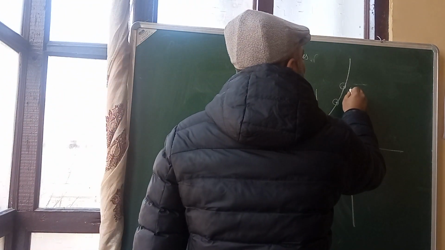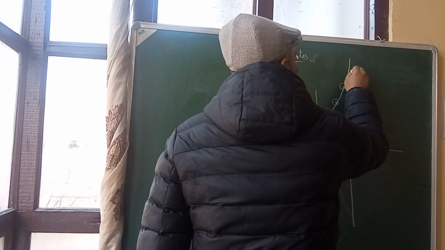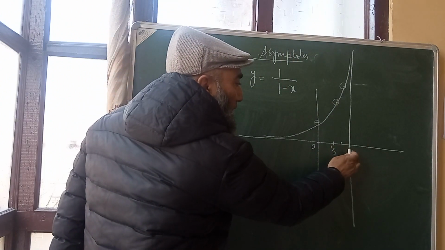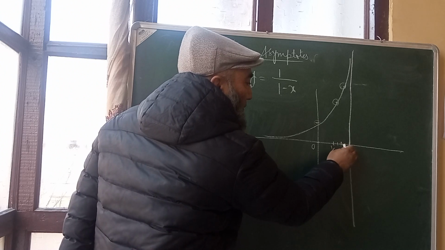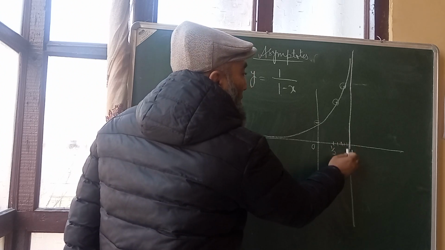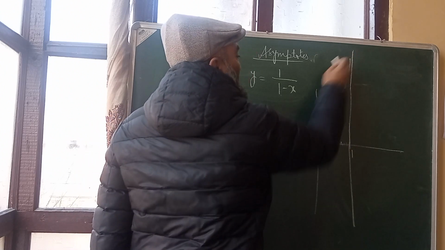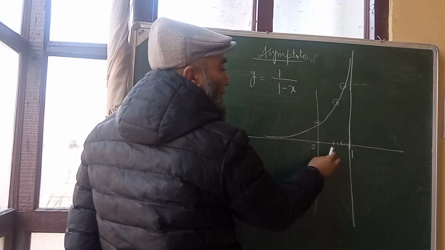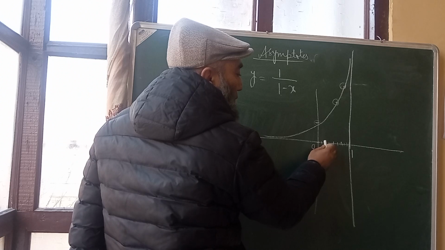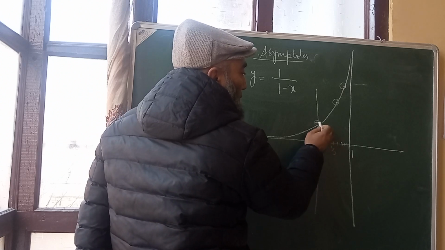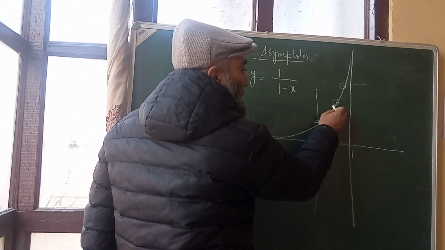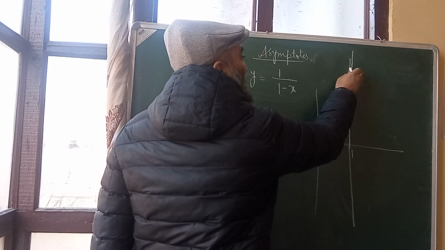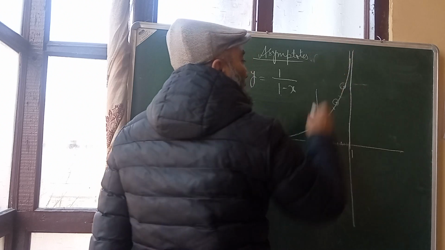And you see, this line may touch this curve somewhere at infinity. When we reach towards x equal to 1, y will go towards infinity. Obvious? When x is 1, y is infinity. So we go from this point to this point to this point. Ultimately, when we reach x equal to 1, this curve goes to infinity.